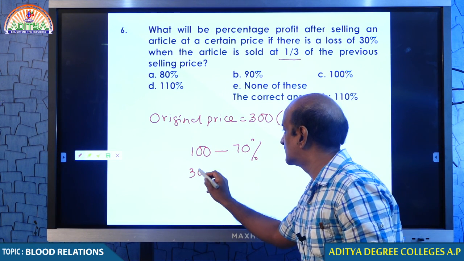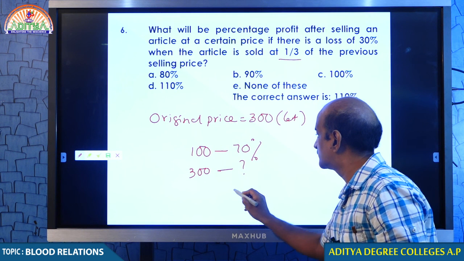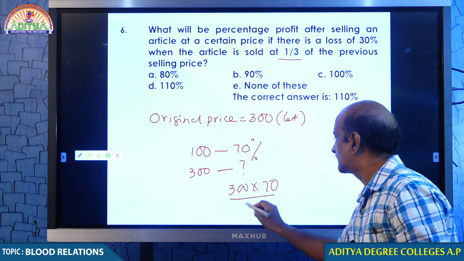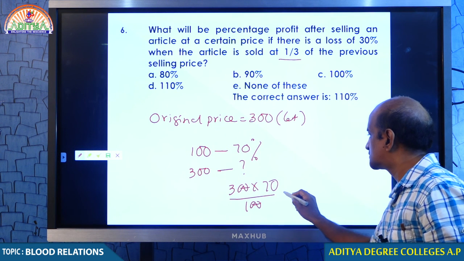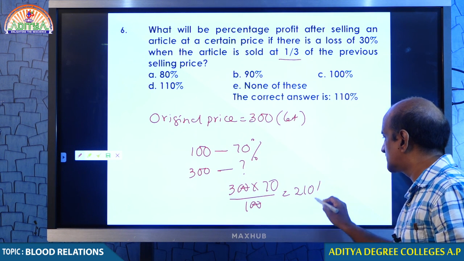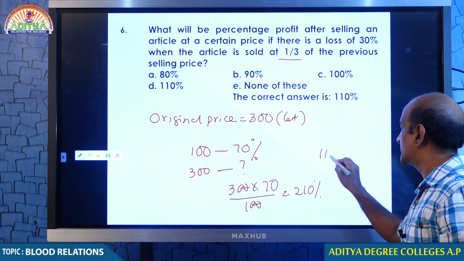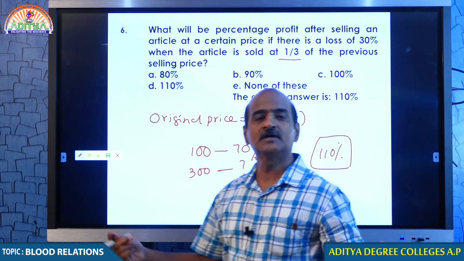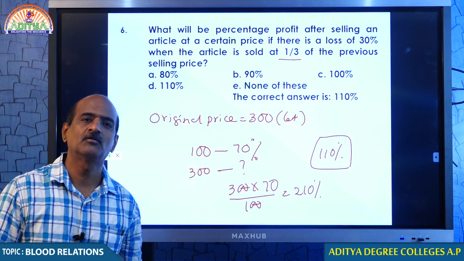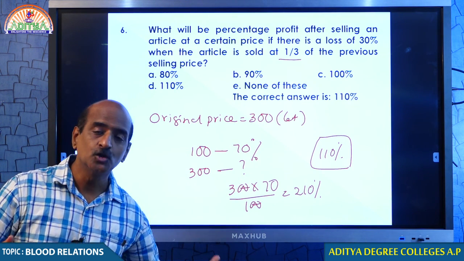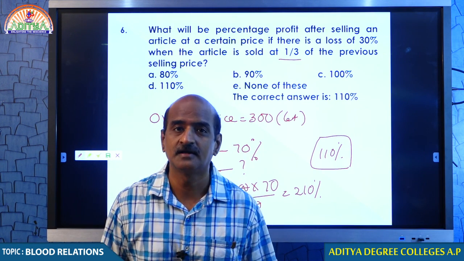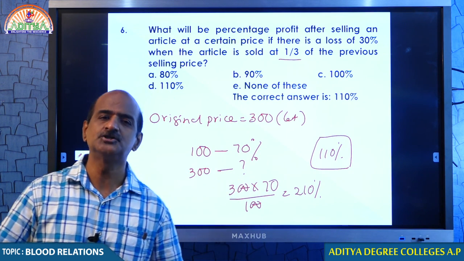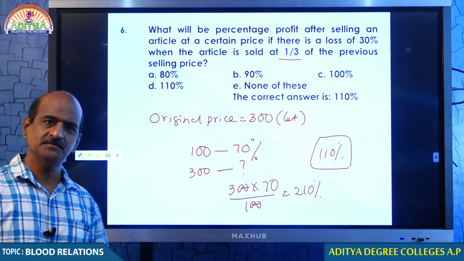But for 300, check how much you get. 300 into 70 by 100. You get 210%. Is 210% all profit? No, your profit is 110%. 210% is the total amount recovered. That includes the cost price of 100%. Therefore, the remaining 110% is your profit. Okay?